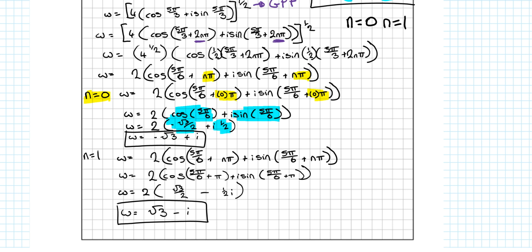We also need to use n is equal to 1. Okay, brilliant. Subbing n is equal to 1 in here. We're just getting pi. So it's cos of 5 pi over 6 plus pi, making sure the brackets are in the right place when you're typing that into your calculator. You get root 3 over 2, and sine of 5 pi over 6 plus pi, you're getting minus a half. And then multiplying by the 2, and you have your 2 answers for W.